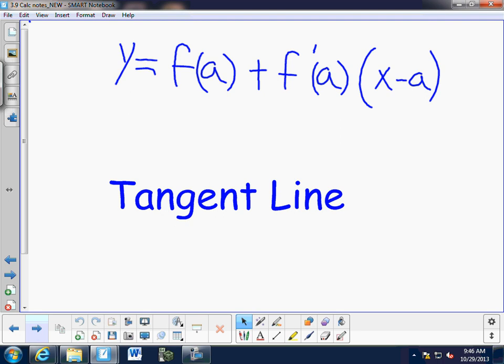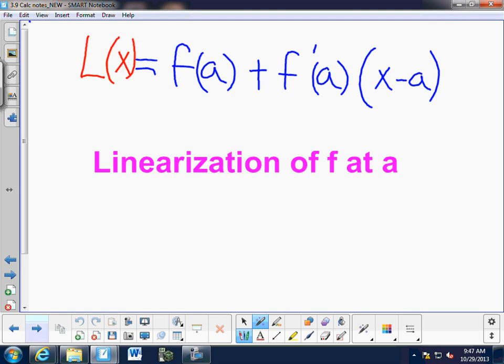If you plug in a, what you're finding is the tangent line at the point where they intersect, at a. Now what the book does is call that the linearization of f at a. It sounds really impressive, doesn't it? But all you're doing is finding the equation of the tangent line.